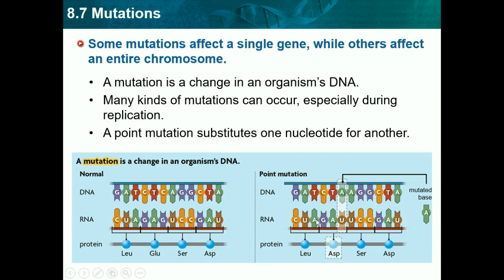Chromosomal mutations affect many genes because they happen in the chromosome. So they usually occur during crossing over. And gene duplication results from unequal crossing over.